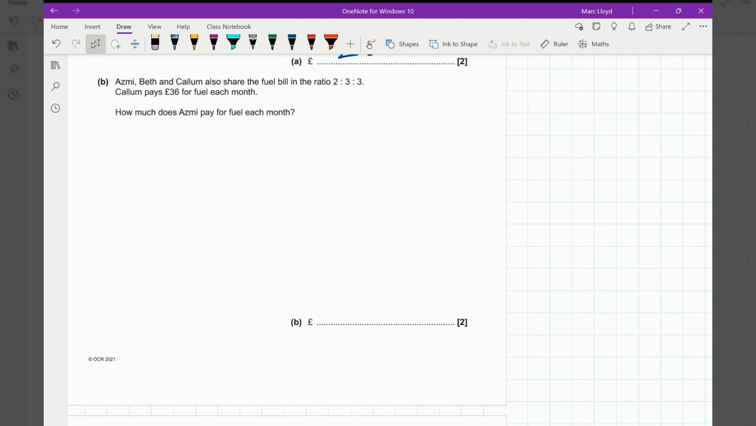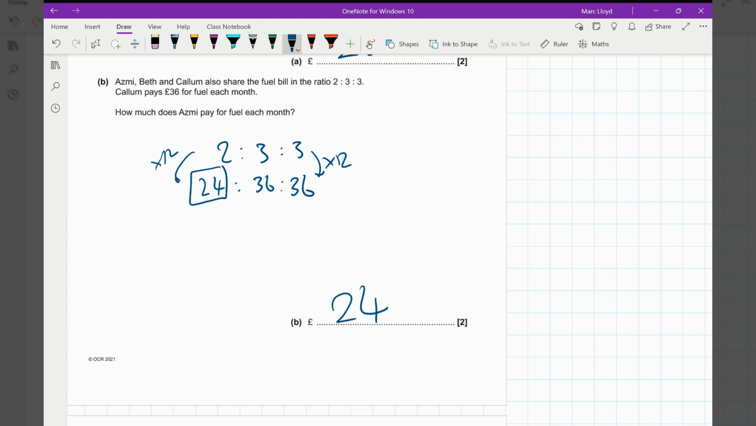Okay, Asmi, Beth, and Callum also share the fuel bill in the ratio 2:3:3. Callum pays £33 for fuel per month. That means Beth pays that, but what does Asmi pay? Well, 3 to 36. If we do 36 divided by 3, we find out that that's times by 12, which means that Asmi will pay £24.